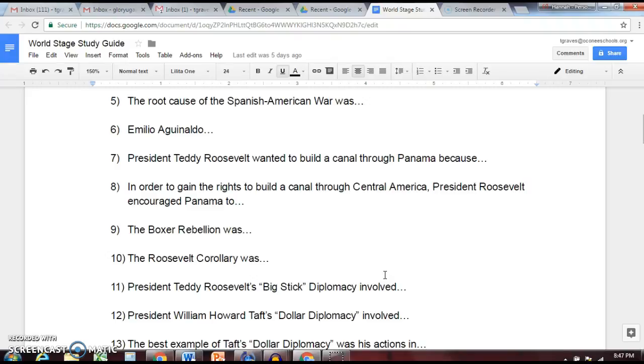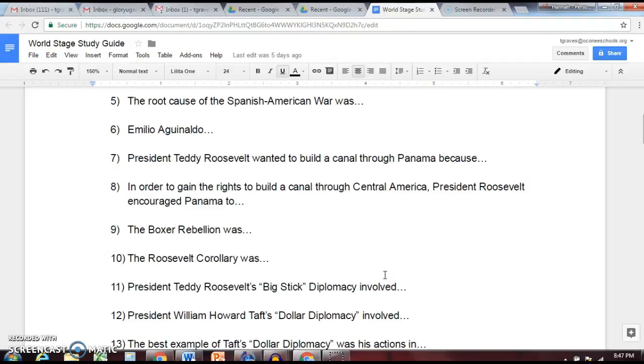Number 11, President Teddy Roosevelt's big stick diplomacy involved you being willing to use the military to accomplish your goals. His very famous phrase was speak softly, but carry a big stick. What that means is speak softly, try negotiation, try to talk out your problems first. But that doesn't work. You have to have the threat of your military, because a lot of times countries aren't going to listen to you and they're going to take you seriously if you don't at least have the threat of your military. And Roosevelt believed in that strongly.